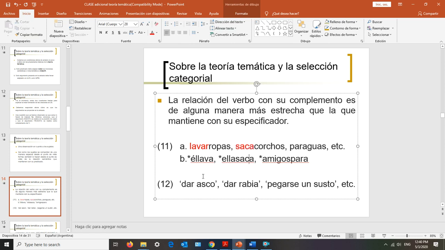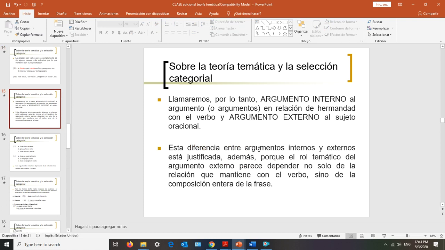Then with these locuciones verbales, la locución verbal se forma entre el verbo y el complemento interno. Nunca se forma, como en los sustantivos compuestos, entre el verbo y el sujeto. So, dar asco es una locución verbal, dar rabia, pegarse un susto, todas locuciones verbales that if you analyze the constitutive elements in them, you see that it is the verb plus its internal complement and never the verb and its subject.